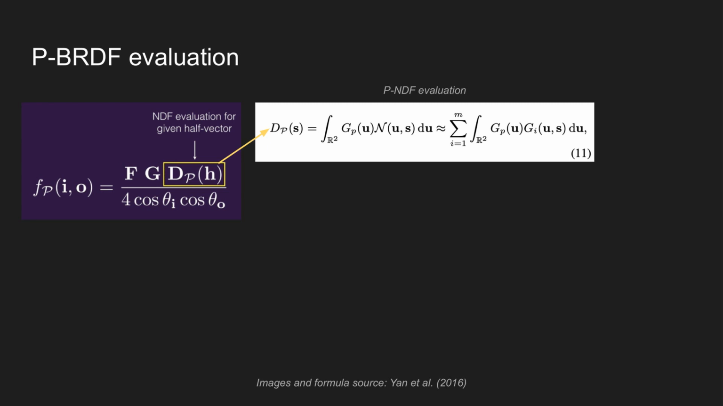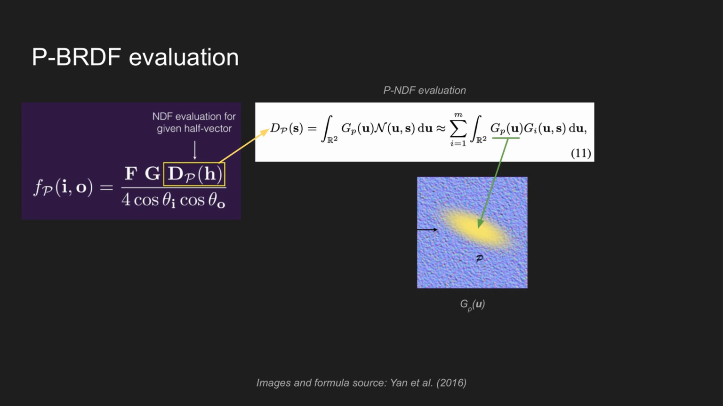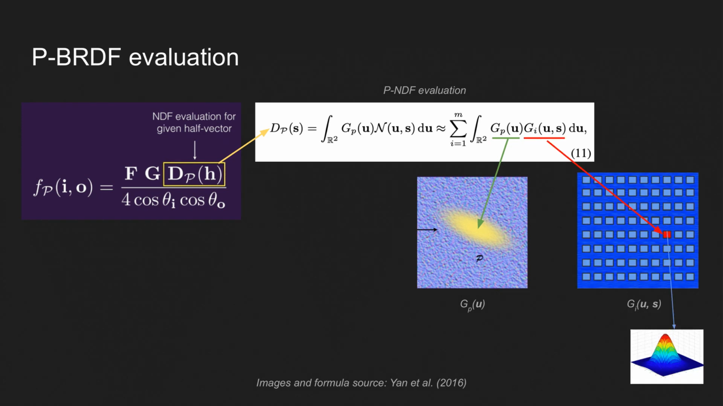The P stands for pixel footprint, and the name follows from the fact that we are evaluating the normal distribution around the footprint of the current pixel. One can think of this pixel footprint as a Gaussian region around the intersection point for which we are calculating the BRDF. Now back to the formula. Here GP stands for the pixel footprint's Gaussian, which we define by a region size parameter that we included in our code, and GI stands for the 4D Gaussian element at position U.